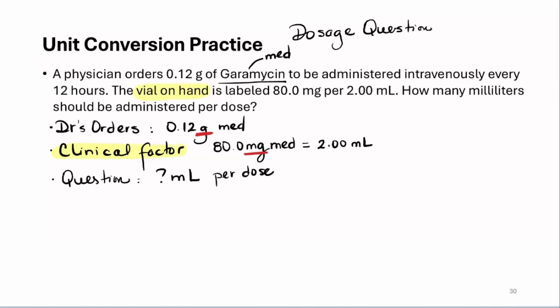As we can observe, the unit for the doctor's orders is grams, while the unit of the clinical factor is milligrams. So before we even set up the problem in terms of dimensional analysis, the first thing that we need to do is change the doctor's orders into the unit that is present in the clinical factor. So we must change from grams to milligrams.